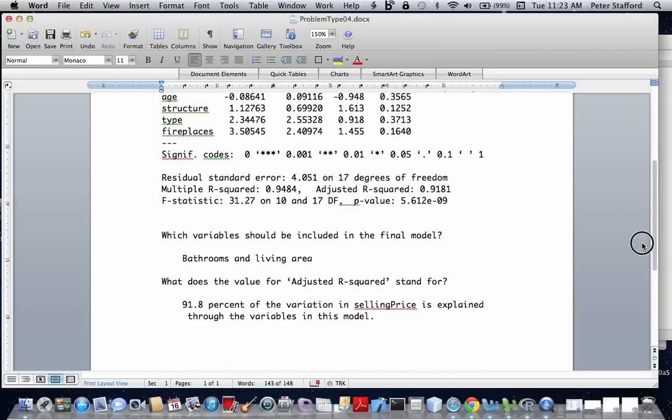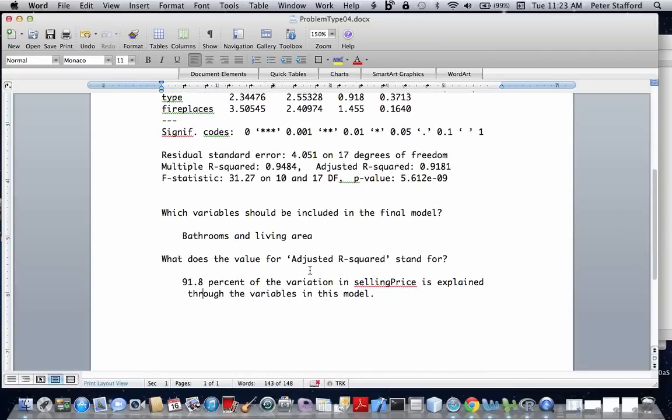Then over here we have one other question I'm going to put on this kind of test. I'm going to ask about this thing over here called adjusted R squared. What does the value for adjusted R squared stand for? Well, for this particular case, 91.8% of the variation in selling price, and selling price was the dependent variable, and that does vary.